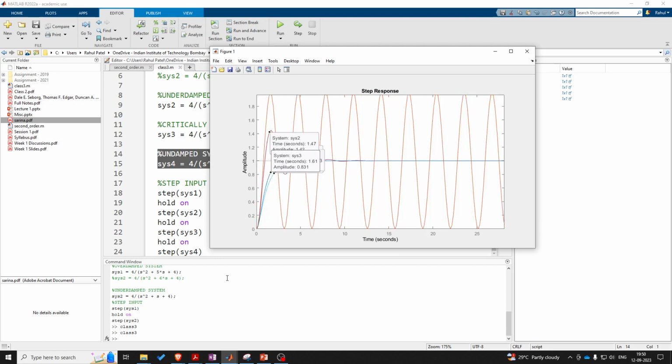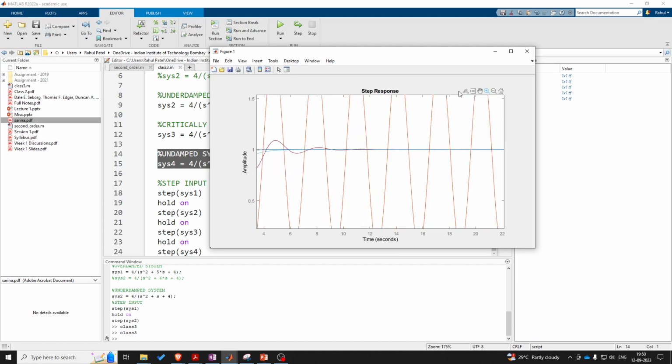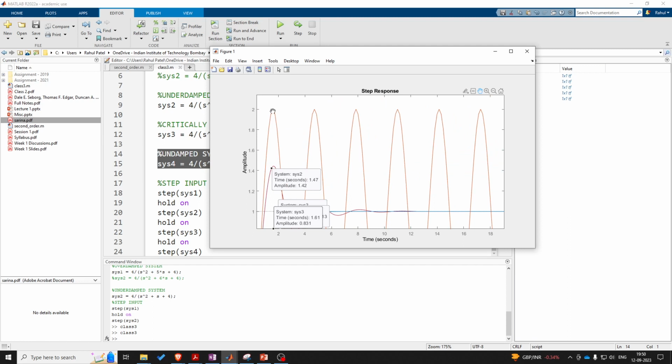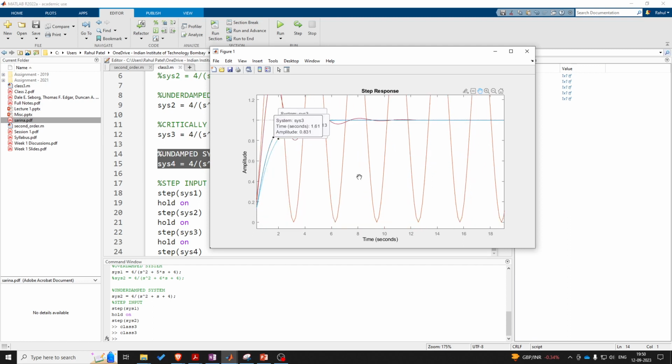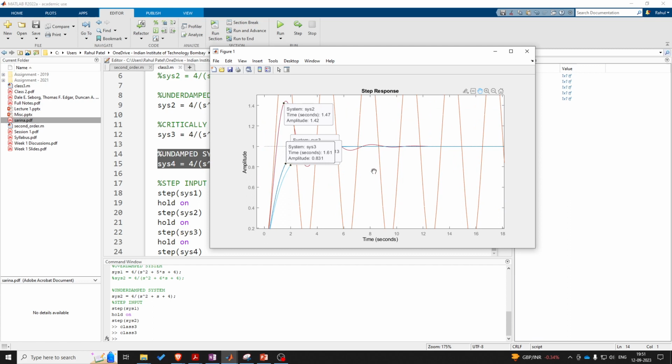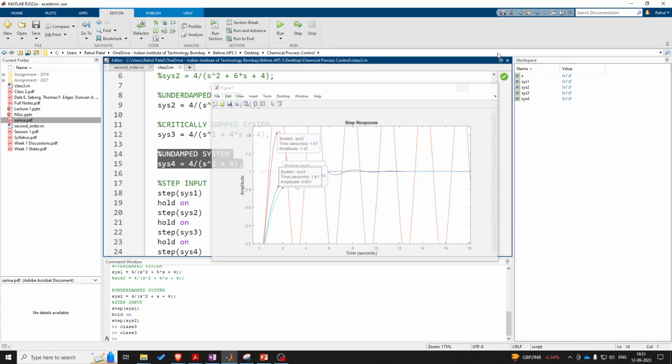If I just zoom into this, you can see that there are these oscillations of magnitude 2 at top as well as bottom, and these oscillations won't damp, that is, the amplitude won't decrease for the case of the undamped system, whereas for the case of this underdamped system the oscillations will eventually decrease and it will reach the steady state. That is what I wanted to convey by this exercise.